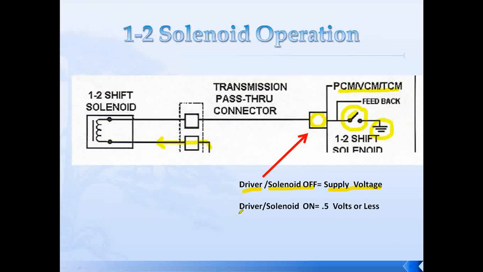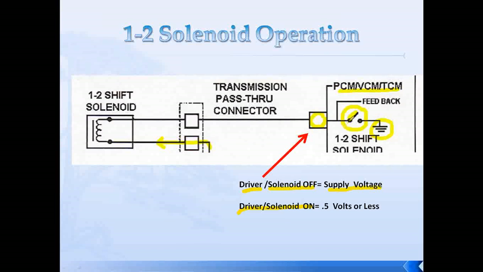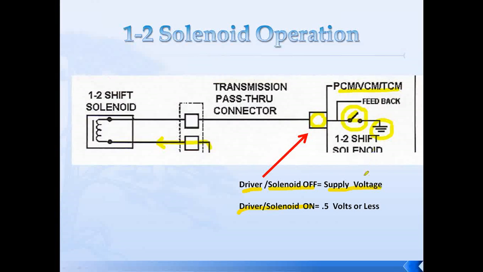When we turn the driver on, in other words, the software says it's time for a shift to occur, the controller physically cycles that driver on, and when that happens, you're going to see this switch within the TCM going to ground. That's going to give you the command status on your scan tool. So you're going to see the command line on the scan tool physically go to the on position.